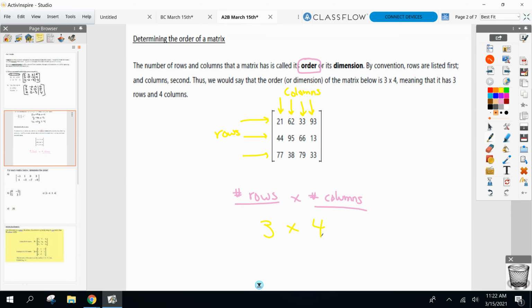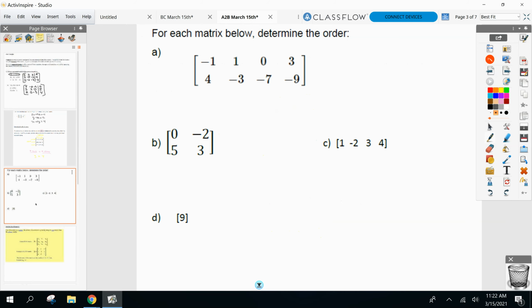All right, I'm going to let you go on your own here for A, B, C, and D. See if you can tell me the order. What is the size of each of these 4 matrices? Row by column. And I'll call on a couple of you. C and D might get tricky on you, but I know you can handle it.